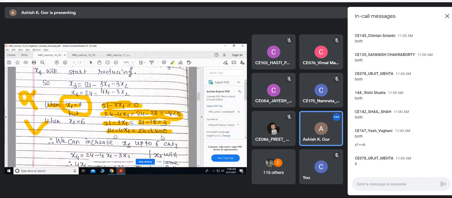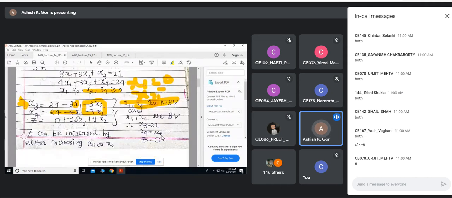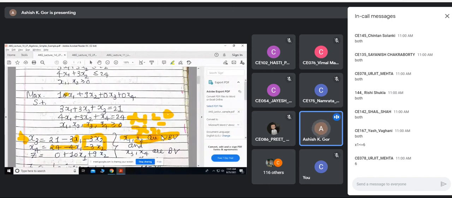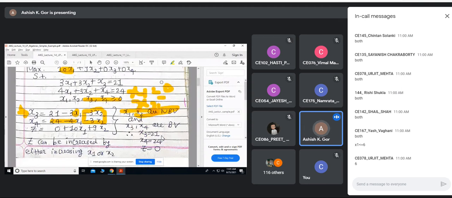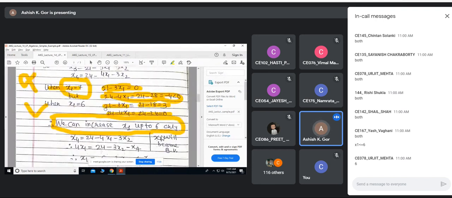Right, both are allowed, because these are the values and both are non-negative. 3 is greater than 0, 0 is equal to 0, and hence both are valid. So my conclusion is we can increase x1 up to 6 only. Remember what I have done. From the objective function, I found that x1 I should increase. Then I found up to what extent I can increase x1. So I found that x1 can be increased maximum up to 6.